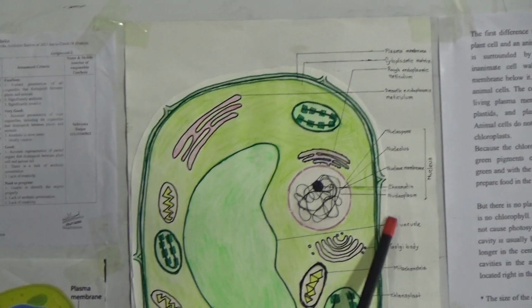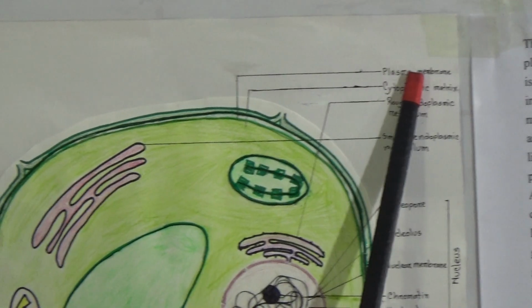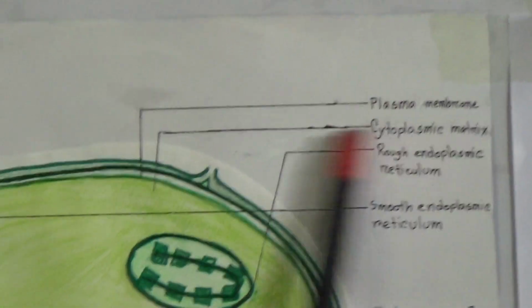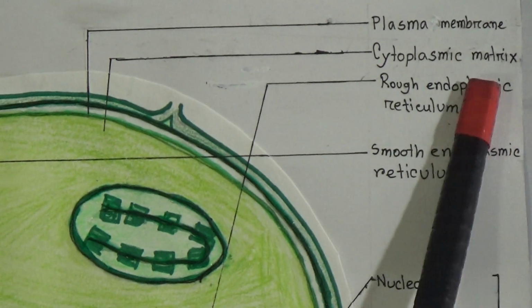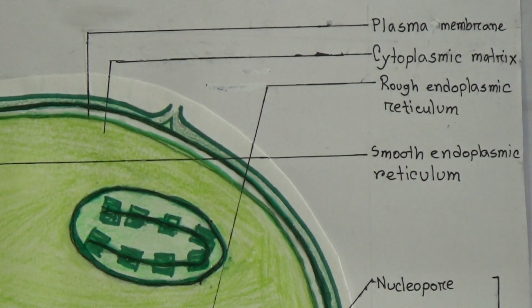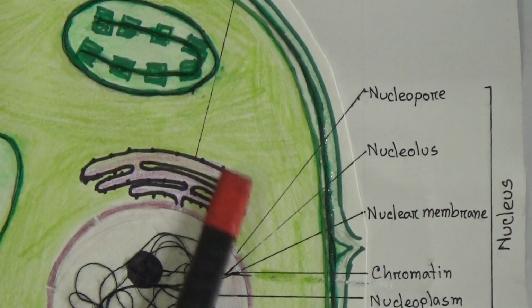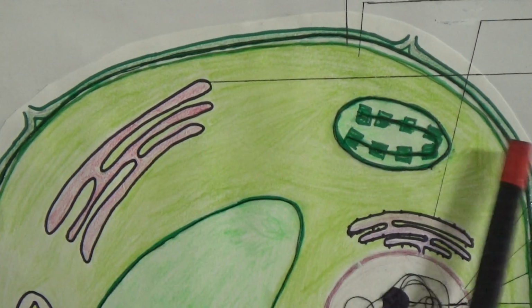Here I label the picture. Before using the thread, you have to label the picture. First I label the picture, then I stick the thread. This one is the plasma membrane. The second one is the cytoplasmic matrix. Then this one is the rough endoplasmic reticulum. Look, in the rough endoplasmic reticulum, the ribosomes are stuck with the endoplasmic reticulum. That's why it is known as rough endoplasmic reticulum. And this one is the smooth endoplasmic reticulum, because there is no ribosome.